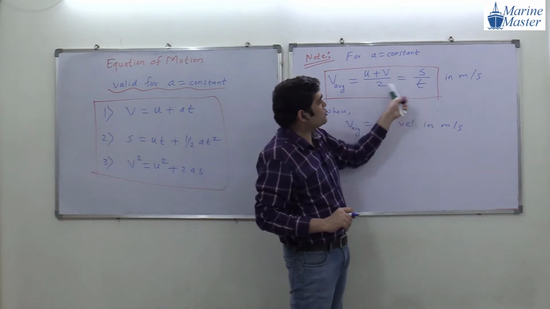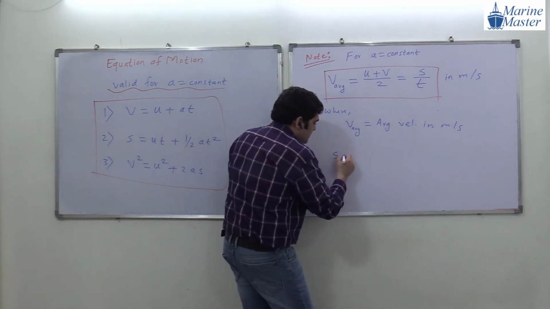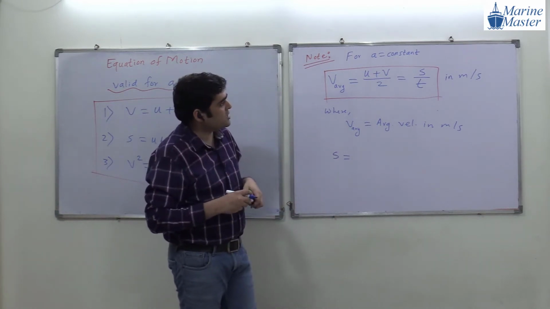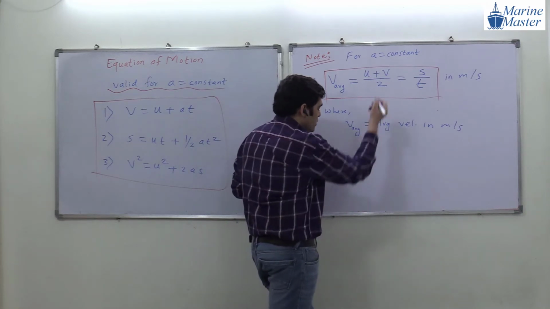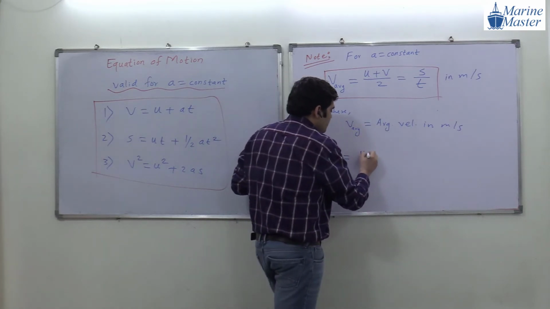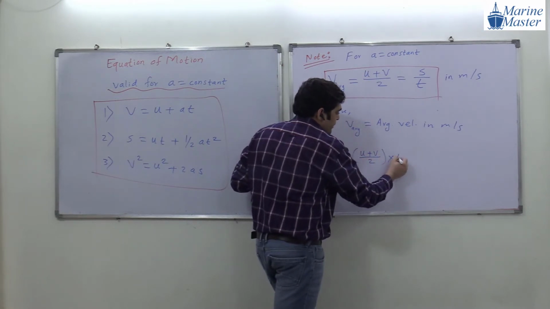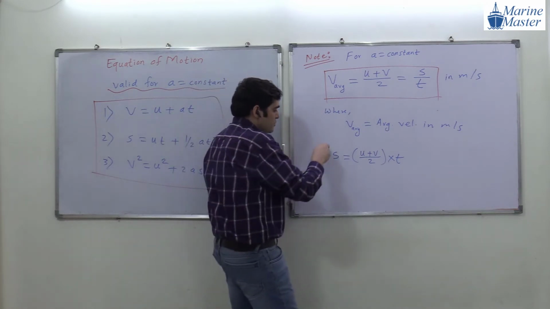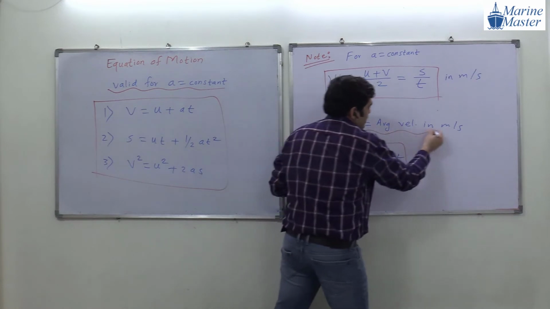If you equate these two things, what can we write? S is equal to what? Displacement is equal to what? S is equal to U plus V by 2 into T. Please everyone write down this up to this point. Make it as a note. And this is our average velocity.